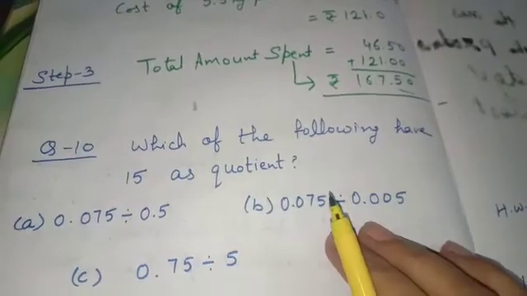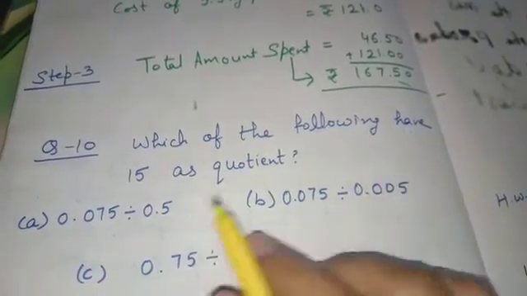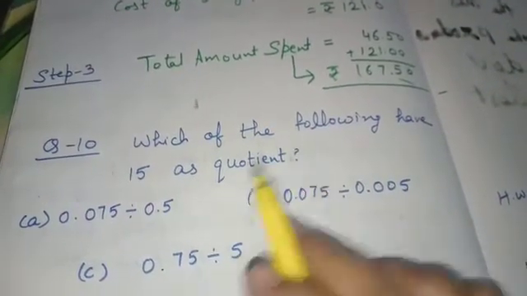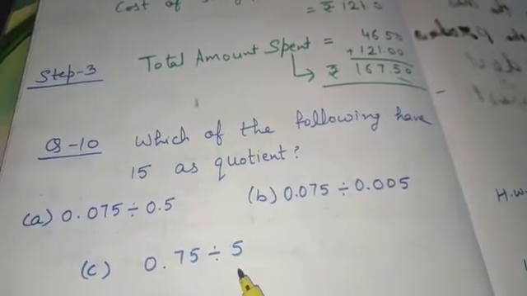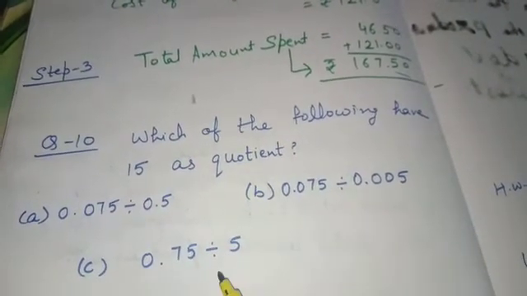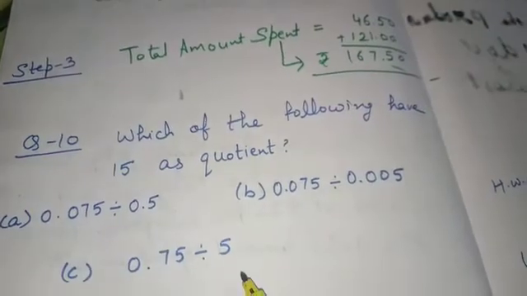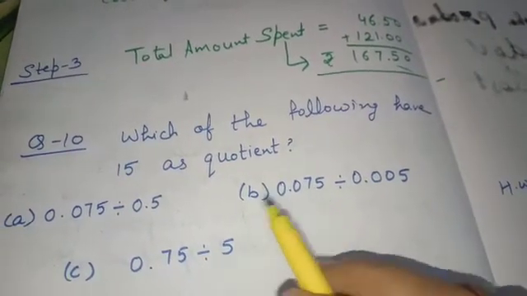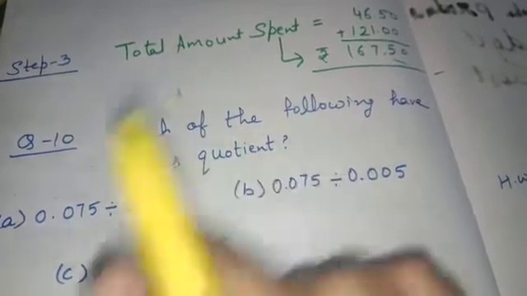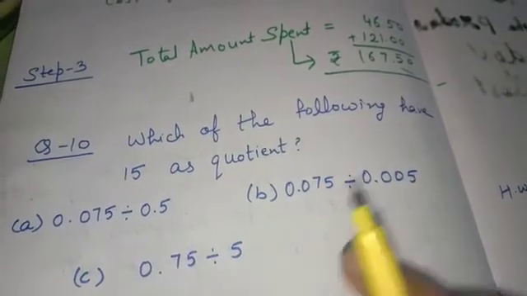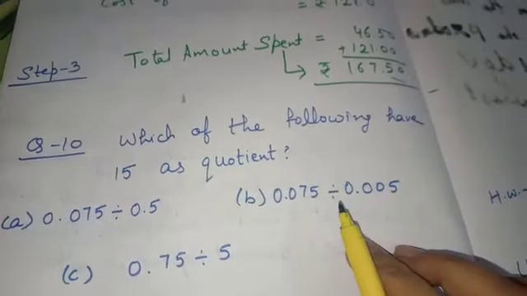The last question of our unit. Which of the following have 15 as quotient? Which part has 15 as quotient? These are very simple questions of division. You will yourself divide all the parts and check which part has the answer 15 and tick that one. Okay, this question you will do on your own.